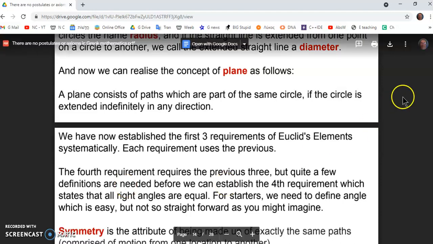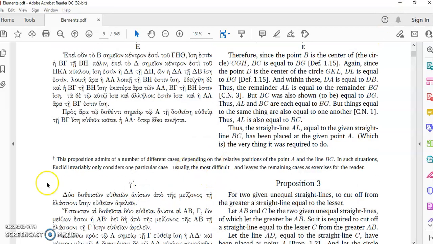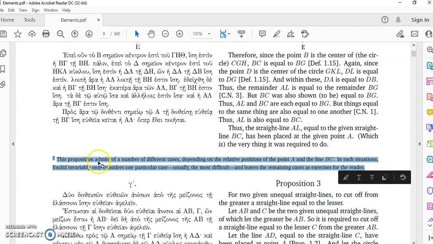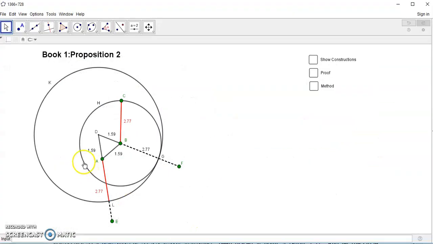Now, let's begin with this proposition. First of all, to correct Thomas Heath, it's blatantly false that the proposition admits of a number of different cases, because it handles every single one of them. In other words, it's generic. So Thomas Heath's remark here about Euclid invariably considering only one particular case, usually the most difficult, is false. All right? So let's go to the proposition.